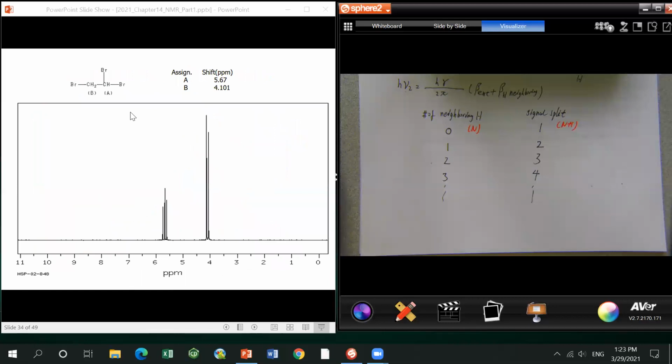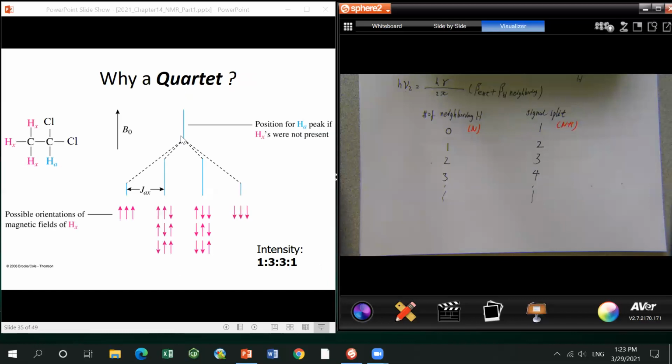All right. So that's the real NMR spectrum for this 1,1,2-trimethyl ethene. For the A, you get a triplet, because there are two neighboring hydrogens. For B, you get a doublet, because there is only one neighboring hydrogen. Right. How about the quartet?